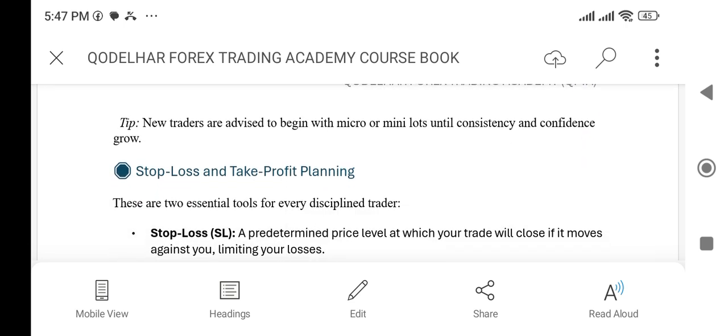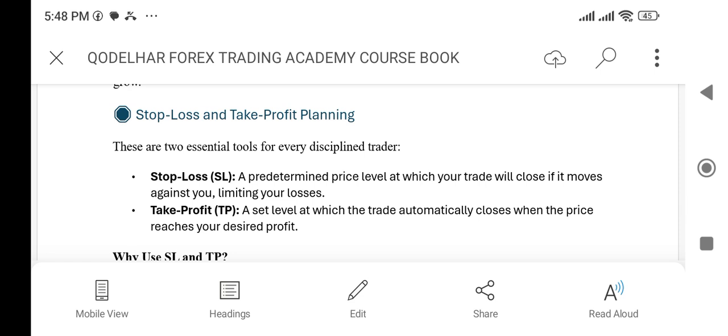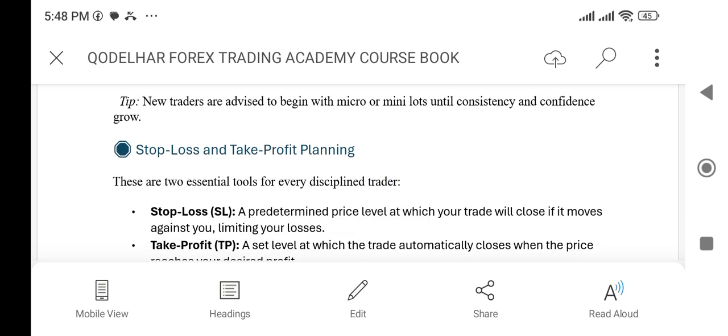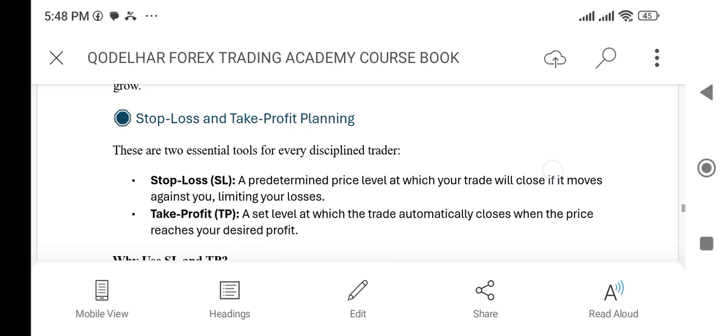So traders are advised to begin with micro or mini lots until consistency and confidence grow. Small account owners are advised to use micro or mini lot size until you gain your confidence and you are consistent with your winning. So that is that.